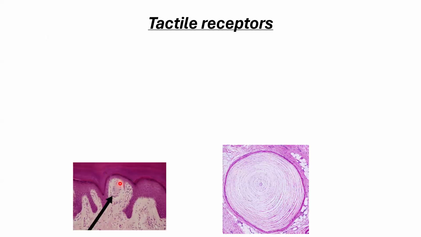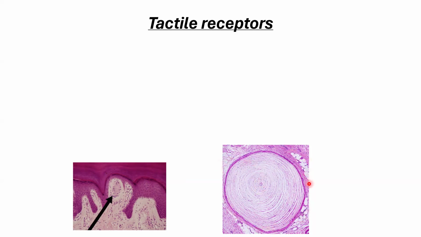So we look at receptors, and some of the receptors we cover today, the tactile receptors. Here you have a receptor being pointed. This is the skin, this is the keratin, then you have the epidermis, and this is the dermis. And on this dermal papillae, we have this receptor here. Then you have this very good image of the Pacinian corpuscle.